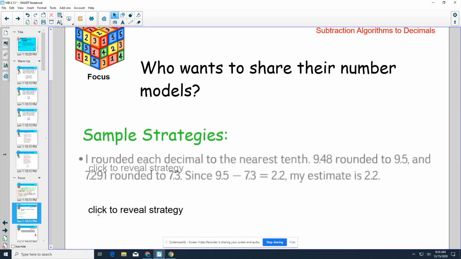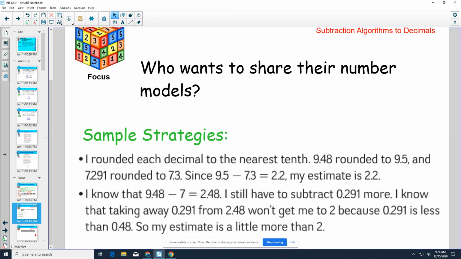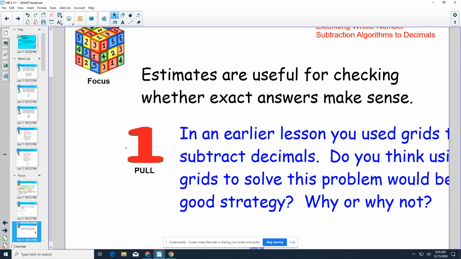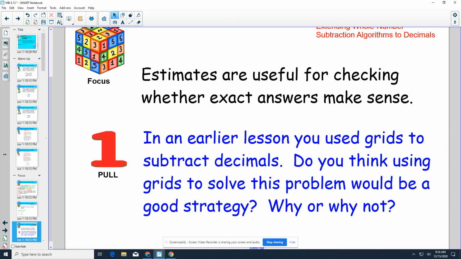Okay, so here's some number models you could have done. You could have rounded each decimal to 9.5 and 7 3/10, so you got 2 2/10 for your estimate, or you could have done what I did and just take it to the nearest whole number and then find the difference. Estimates are useful for checking whether your exact answers make sense. In an earlier lesson, you used grids to subtract decimals. Do you think using grids to solve this problem would be a good strategy? Why or why not?